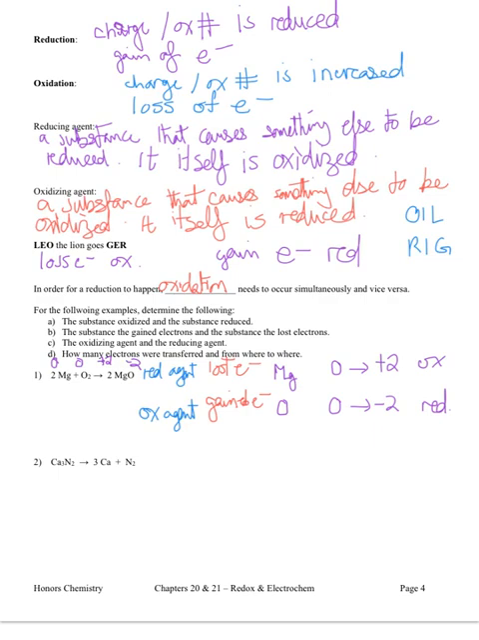So let's write that down. 4 electrons transferred from magnesium to the oxygen. All right, let's try one more. Let's look at number 2 here. We have calcium nitride decomposing to form calcium and nitrogen.